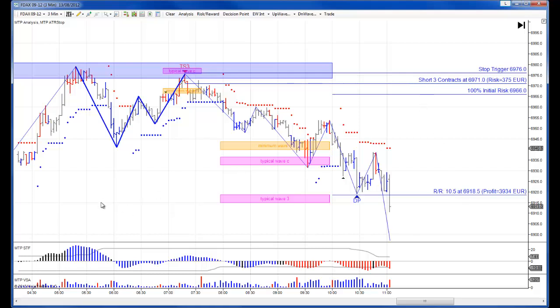And that's the key to successful trading, having a trade set up that has profits that are much larger than initial risks. And that is what the Holy Grail trade setup is designed to do in MTPredictor.